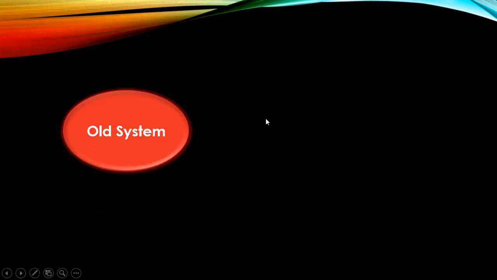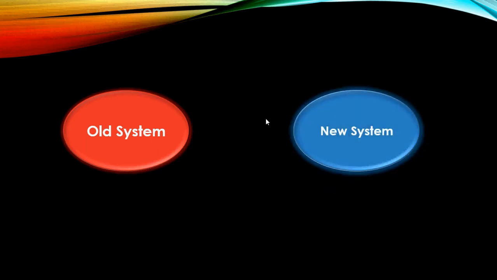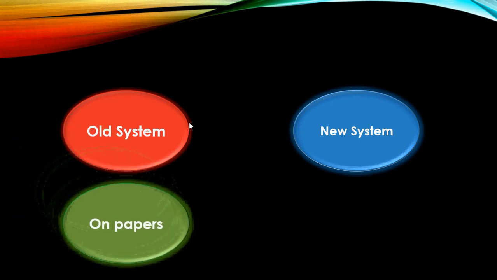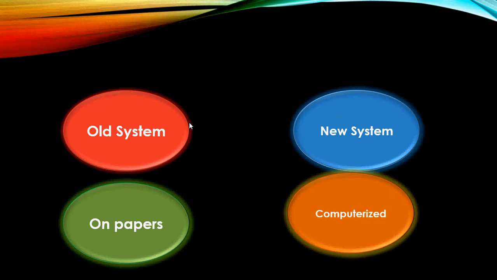In this tutorial, we will talk about how we can create a new system by collecting information from an old system or an existing system. But this old system is on papers, and the new system which we want to make is computerized. So in the chapter, we have an old system, or existing system, and we want to create a new system. Also, the old system is on papers and the new system is computerized.